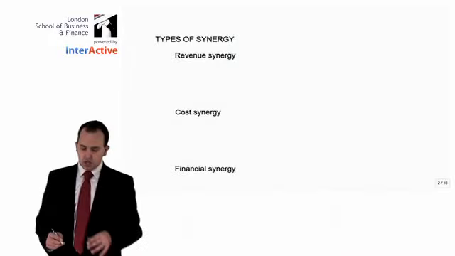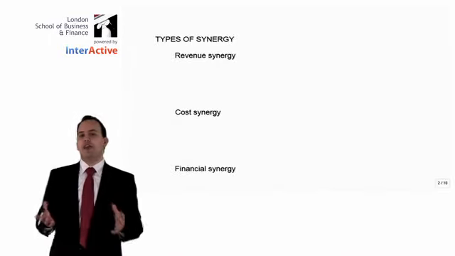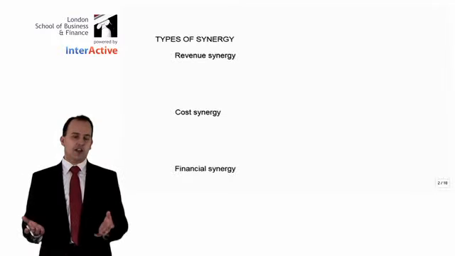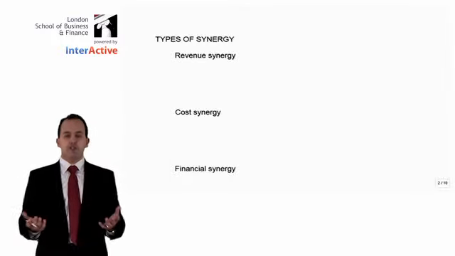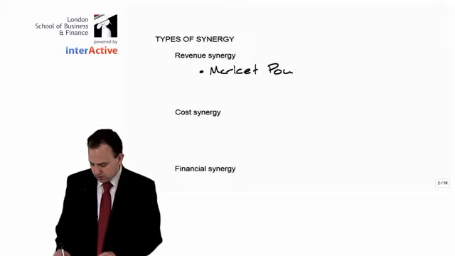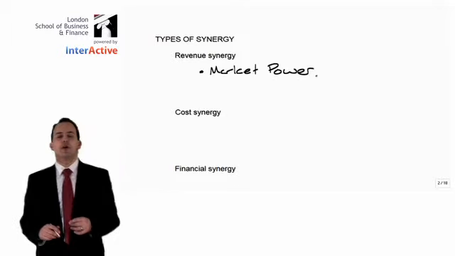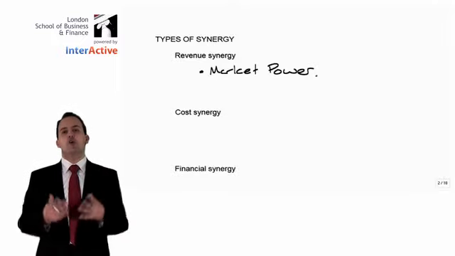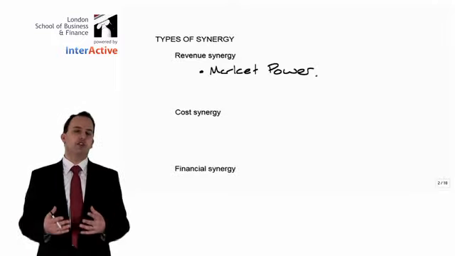What we need to do now is think about what sort of synergies are created when two companies come together. Fundamentally, there are three basic types of synergies: revenue synergy, cost synergy, and financial synergy. Revenue synergy includes market power. Being a bigger company, you will tend to attract proportionately more customers than you did before.